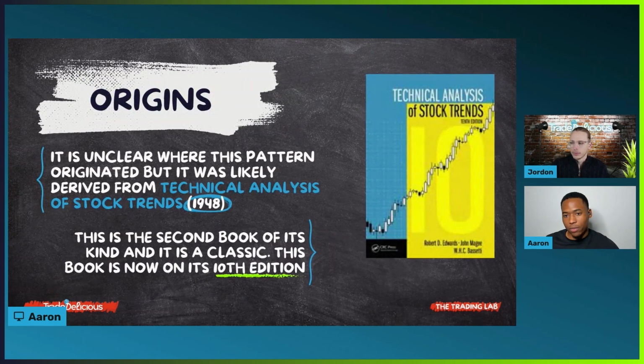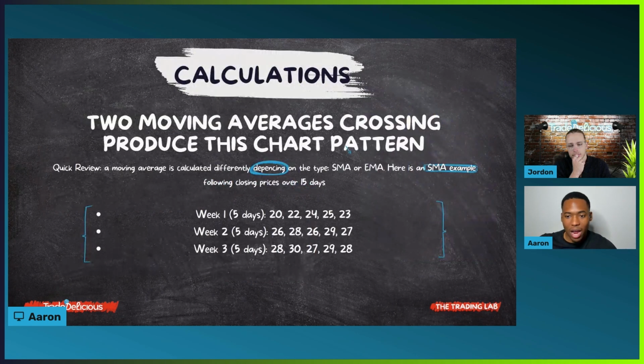When you're looking at this stuff, there's a bunch of different data on when this chart pattern came to be. There's a bunch of different data on when every chart pattern came to be. Several different people claim ownership of it. It probably in some way, shape, or form was affected by this book that came out in 1948, a book on technical analysis of stock trends. This is the second book of its kind and the most influential book on technical analysis. It's been around forever. It's actually on its 10th edition now. So if you're interested in getting into the origins of this stuff, this is where I would try to find it.